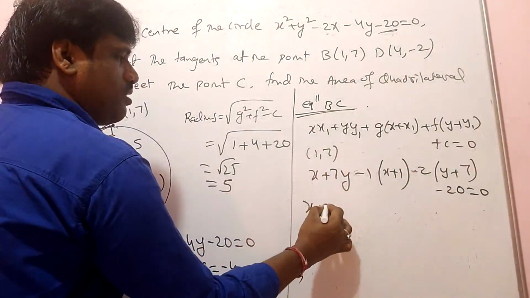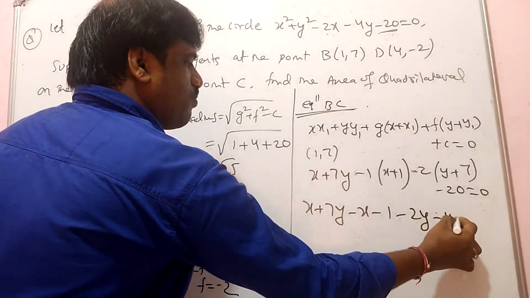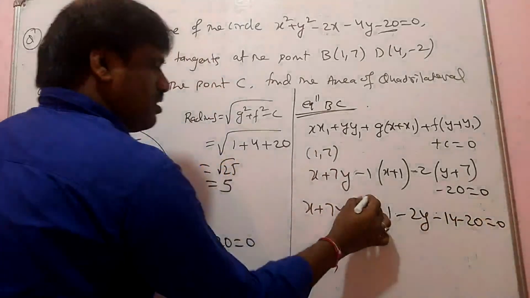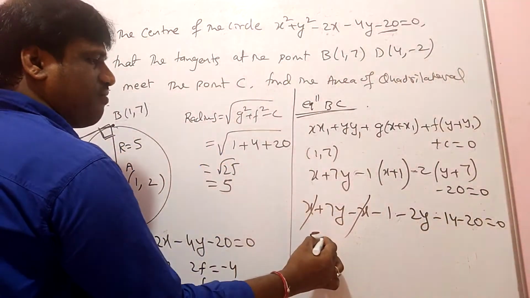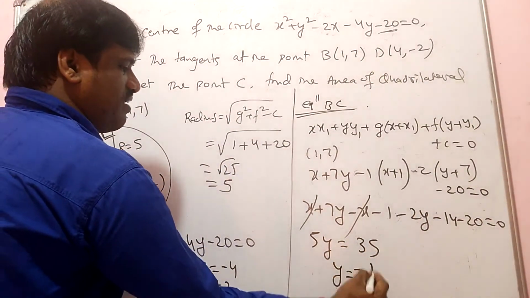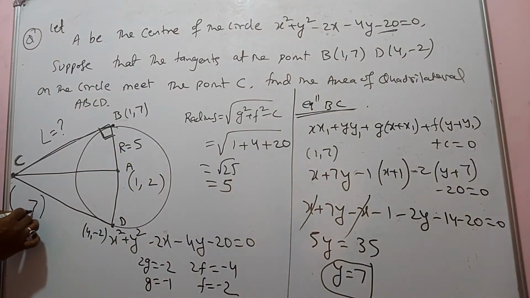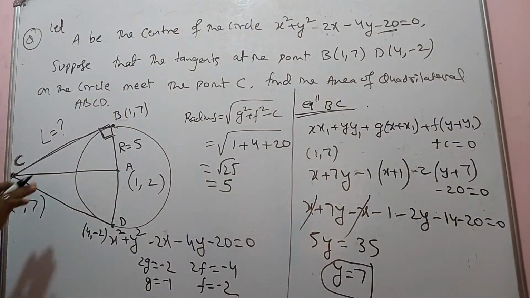I should write the step: x into 7y minus x minus 1 minus 2y minus 14 minus 20 is equal to 0. This x cancels. So 5y is equal to 35. y is equal to 7, I got. So I got here one point is 7. Now the equation of BC, from this only I got 7. This line is y equal to 7 line.